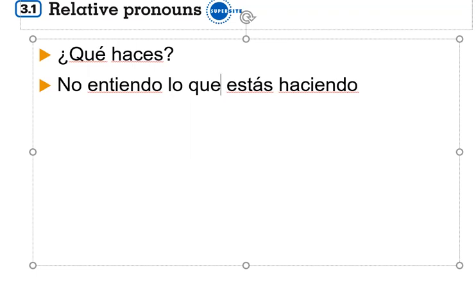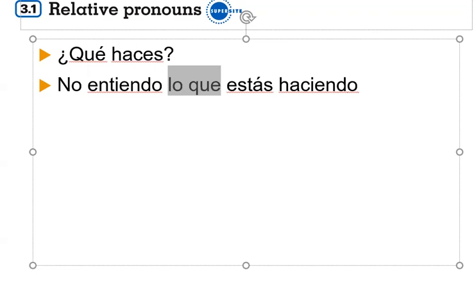Now, I'm not asking you here in this sentence what you are doing. I'm just saying I don't understand what it is, or the thing that it is, that you are doing. I don't understand whatever you are doing. It translates as a few different things. So lo que here is not a question asking you what you are doing. It is just connecting these clauses, saying I don't understand what it is you are doing. So again, it works as a relative pronoun.